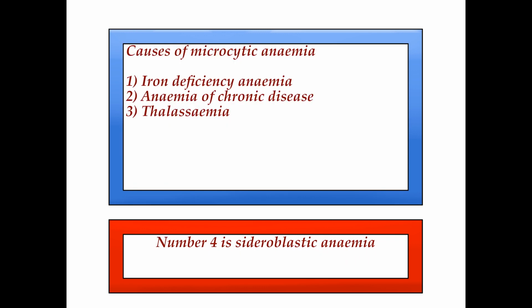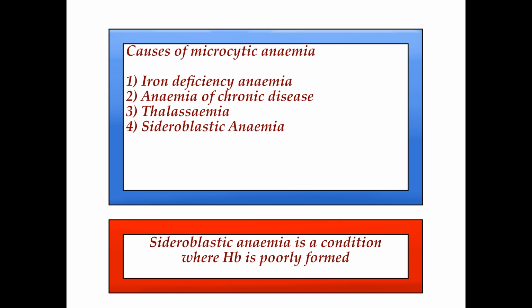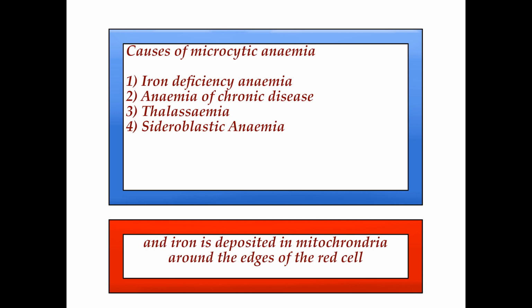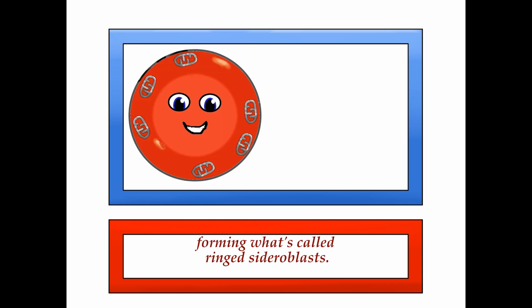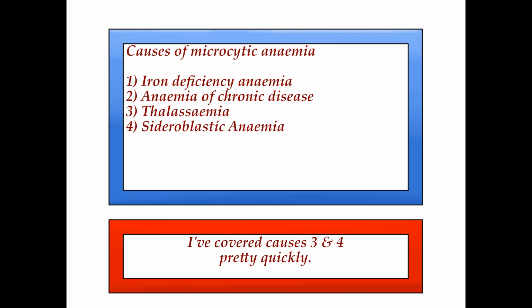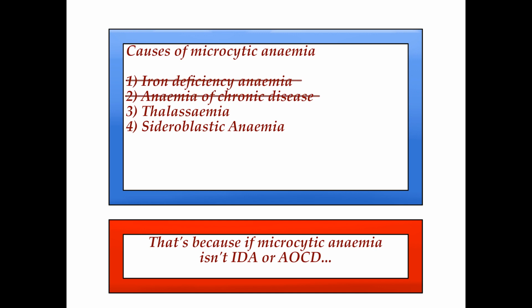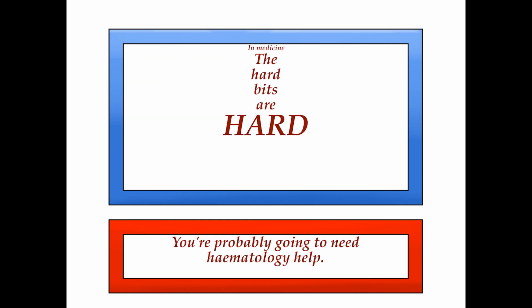Number 4 on our list is sideroblastic anemia, which is a condition where iron is poorly incorporated in haemoglobin and instead ends up in the mitochondria of red cell precursors, forming ring sideroblasts, which have a ring of iron-laden mitochondria around the edges. Now, I've covered 3 and 4 pretty quickly there, because really you only need to know they exist. Because if your microcytic anemia isn't 1 or 2, then you're going to be asking your friendly neighbourhood haematology lab for help and probably looking at a textbook.